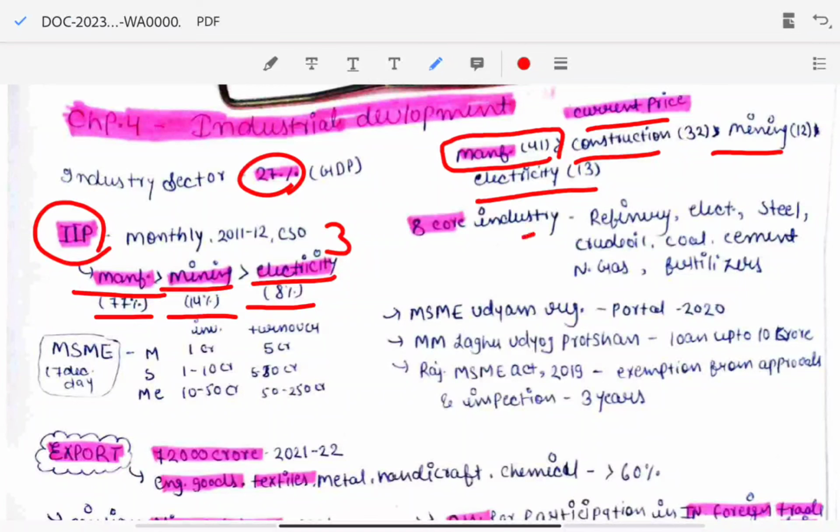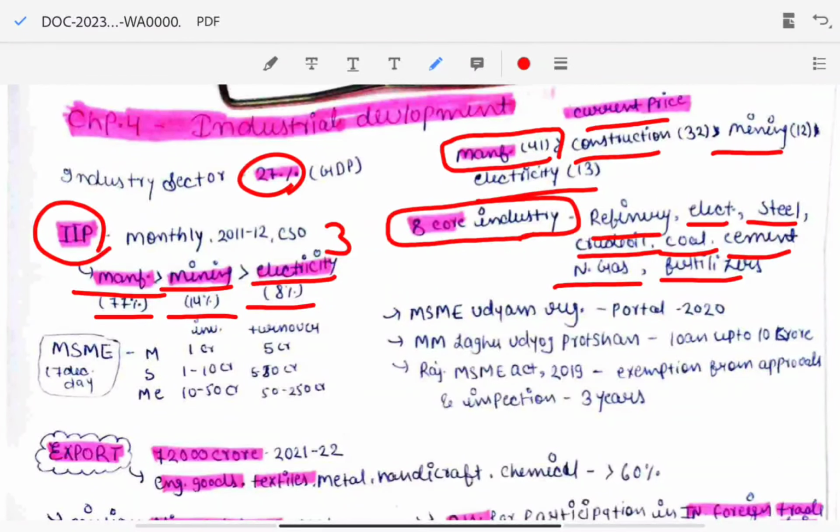Then we have the 8 core industries. There was a mains question asking what the 8 core industries are. So you have to remember that they are refinery, electricity, steel, then crude oil, coal and cement, then natural gas and fertilizer. So you can remember this as "race". And we know that the spelling of race is not like this, but to remember this, race is refinery, electricity and steel. Then we have triple C, that is crude oil, coal and cement, and the last ones are natural gas and fertilizer.